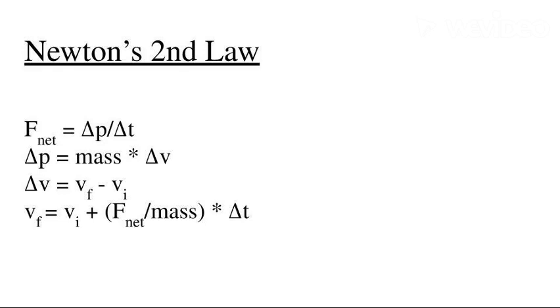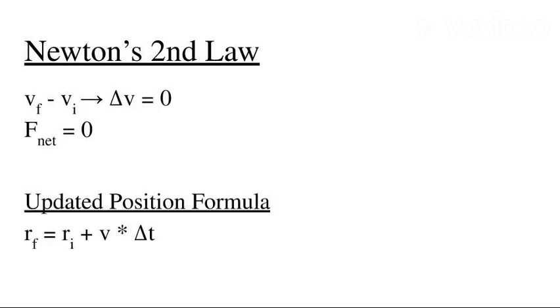Thus, we can derive the equation for final velocity: v final equals v initial plus net force divided by mass times delta t. Because the velocity in this lab is constant, we know that v final is equal to v initial, therefore making delta v 0. Since delta v is 0, the net force is 0 as well. From this conclusion came the updated formula for position: r final equals r initial plus v times delta t.